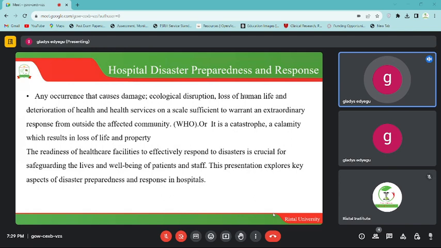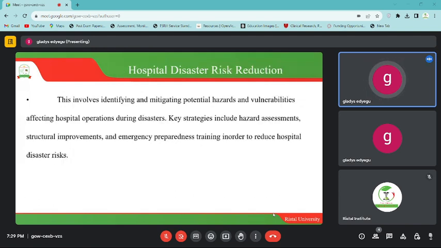The last time we discussed the different methods of assisted reproductive technology, and today we shall go deeper in relation to the hospital setting. We will look at clear identification and mitigation of some of these hazards and vulnerabilities affecting hospital operations during disasters. This involves the process of identifying and mitigating potential hazards before they actually happen. That is how we can address the risk areas.